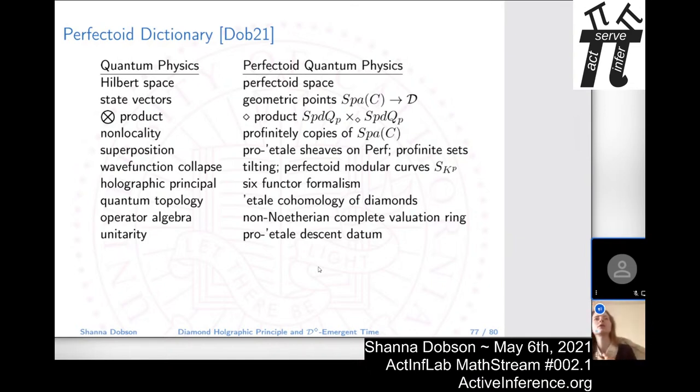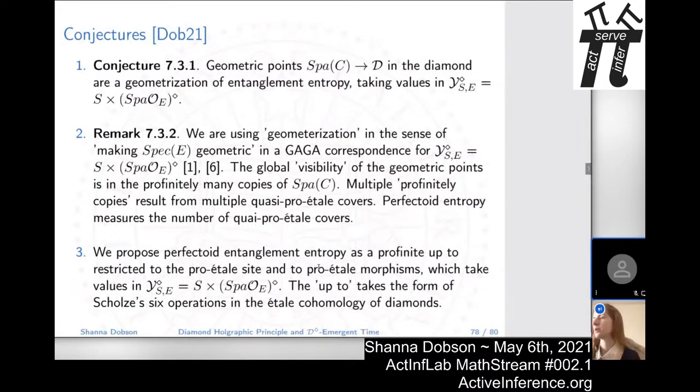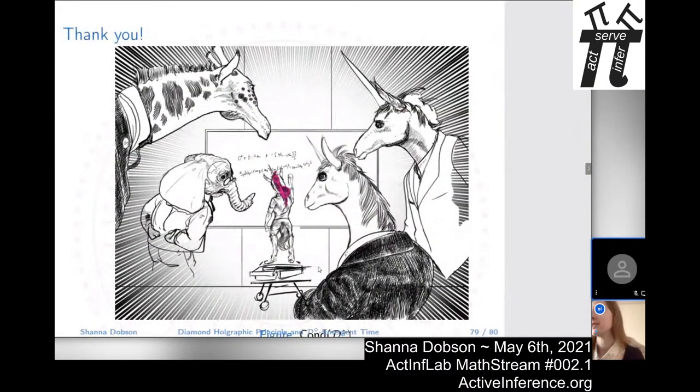If you have that many reflections, you don't know which one is the reference point. The wave function collapse is this tilting, the coupling behavior. The holographic principle, quantum topology, replace it with étale cohomology of diamonds. Take your operator algebra and replace it with a non-Noetherian complete valuation ring. Unitarity becomes pro-étale descent datum, or diamond descent. That's great. Okay, I will end there and say thank you.